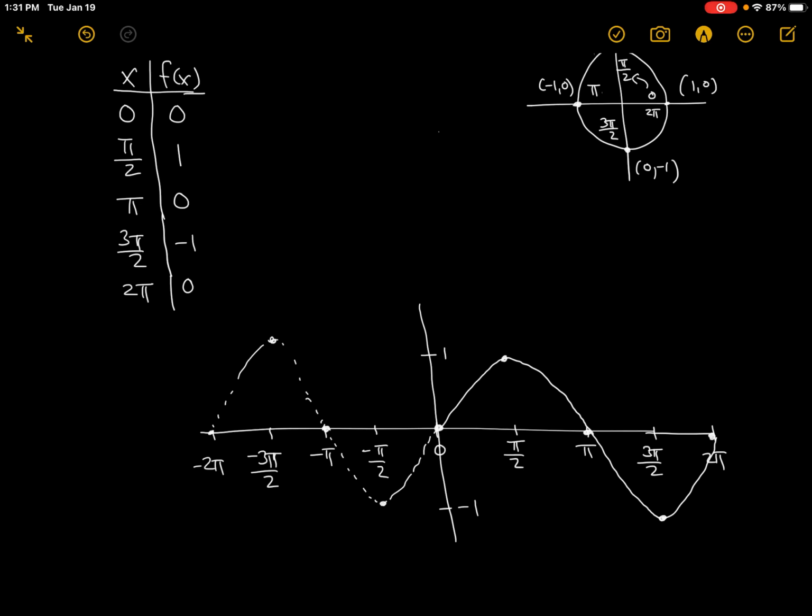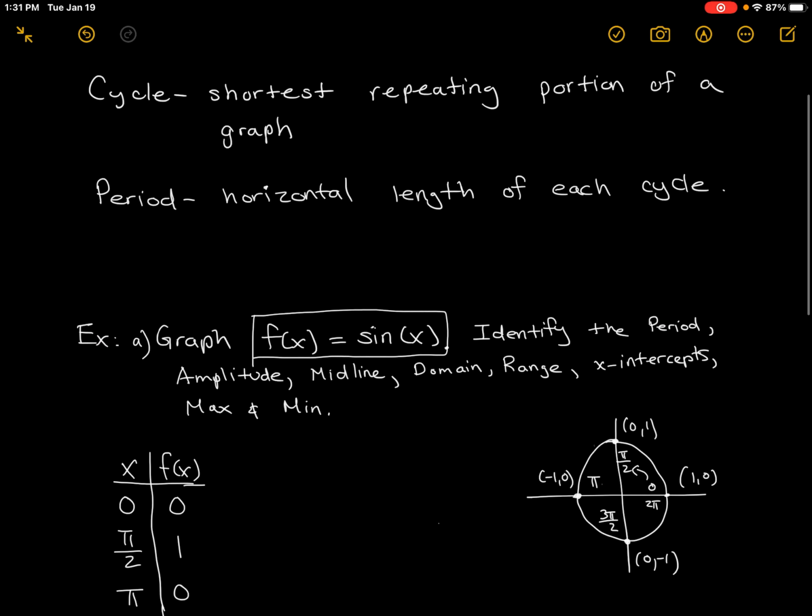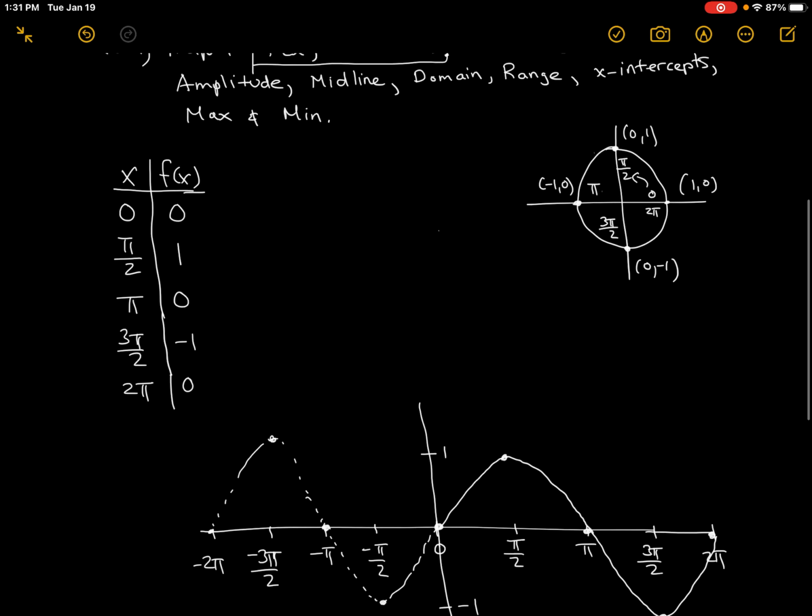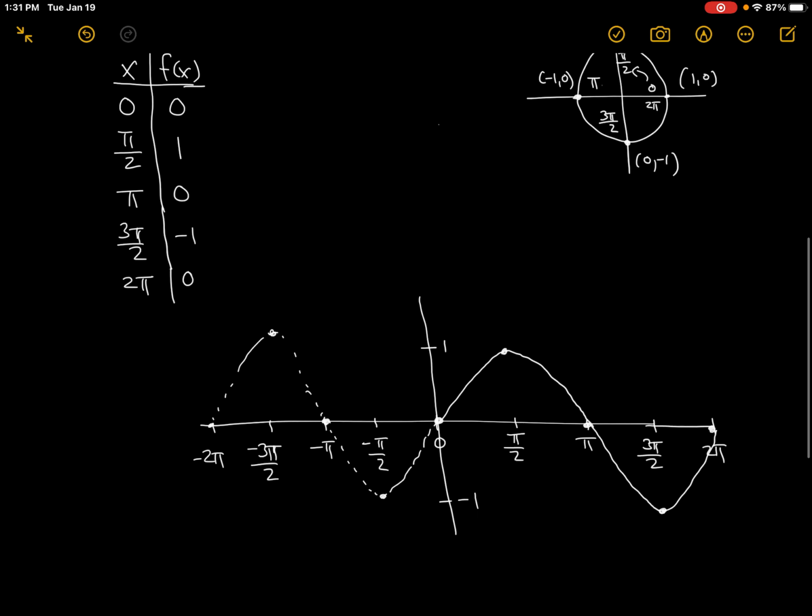Going back to the definition of a cycle: a cycle, if you look here, is the shortest repeating portion of the graph. I would say 1 cycle would be the distance from here to here. To be more specific, the period is the horizontal length. The horizontal length of this 1 cycle before it starts repeating again is just 2 pi minus 0, which is 2 pi. And so the period of this graph of sine x is 2 pi.